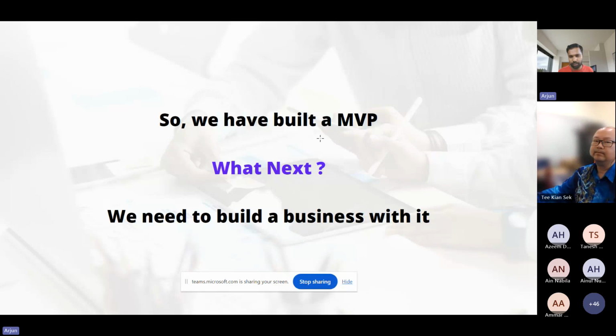So that's what we have been thinking about so far, both in the design thinking framework and the lean startup framework. But once we have this minimum viable product, we need to think about a lot of other things, right? We need to think about how to really make a business with it.